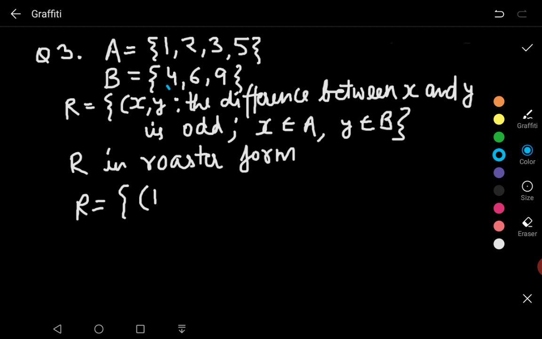So even numbers are 4 and 6, right? So if even numbers are 4 and 6, then yes, I can take both with 1 here. So 1 comma 4 is first ordered pair and 1 comma 6 is the second ordered pair. Now come to the next, that is 2.